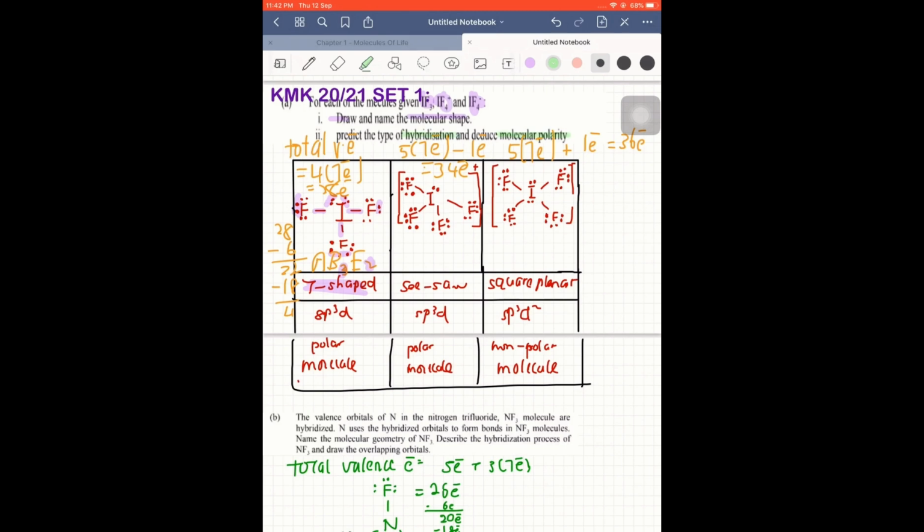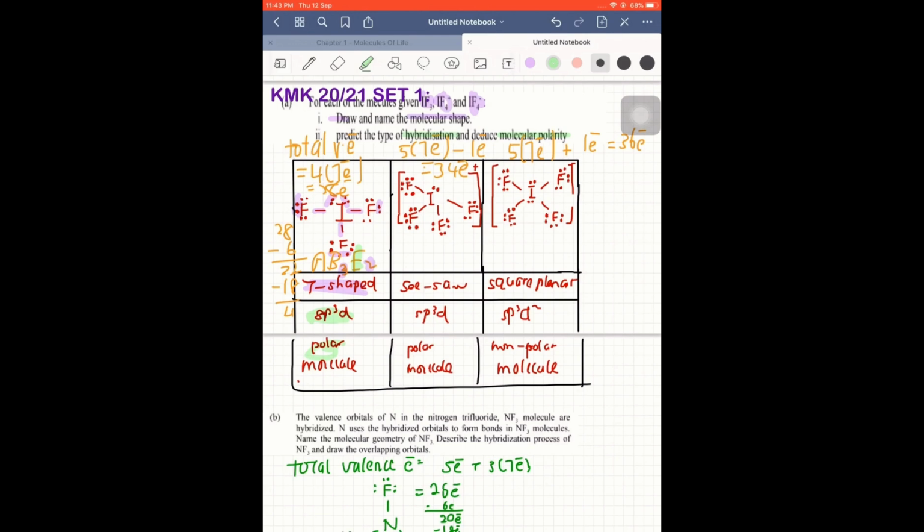And then we go straight to the hybridization and also the molecular polarity. The hybridization orbital for IF3 is sp3d, because the EPA of IF3 is trigonal bipyramidal. The molecular polarity is polar. It is a polar molecule because it has the lone pair; it is not symmetrical, it is asymmetrical. What is symmetrical? It is the basic shape with no lone pair, but this one has a lone pair, right? So it is a polar molecule.